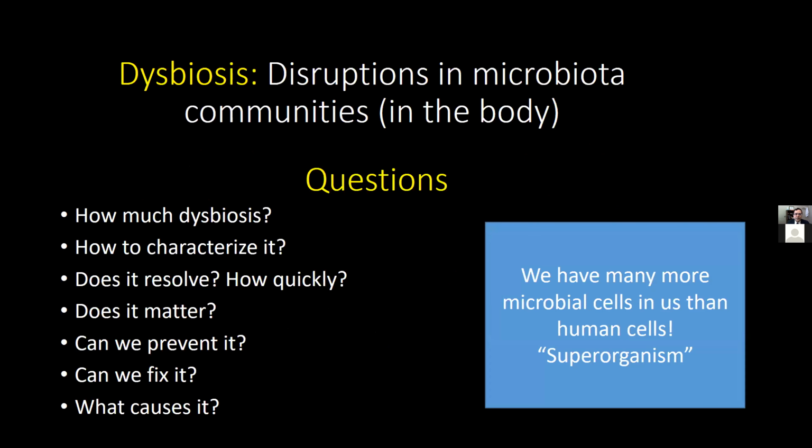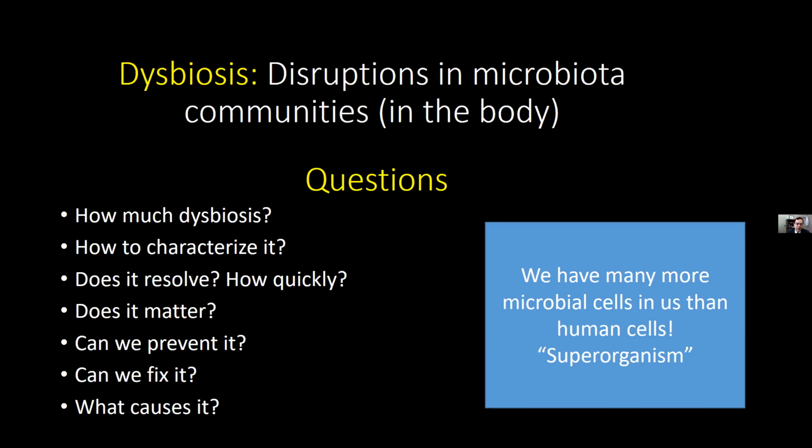So let's define dysbiosis for convenience and pretty loosely as disruptions in microbiota communities anywhere in the body. And our focus for today will be mostly on the gut. And remember, we have 10 or more times more microbial cells in our body than we have human cells. So we are really a super organism, a unity. We're not two different things separately from the microbes.